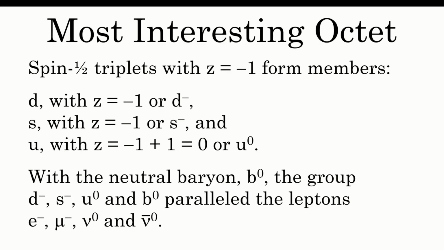The most interesting combination to him was spin 1/2 triplets with Z equal -1, because the three members of the triplet became D-, S-, and U0, which along with the neutral baryon B0 produce charges that parallel the charges of the four known leptons, the electron, the muon, the neutrino, and the antineutrino.